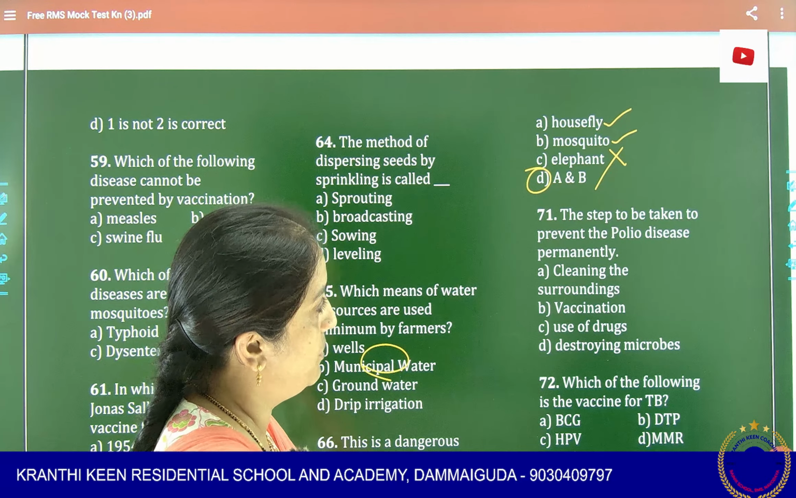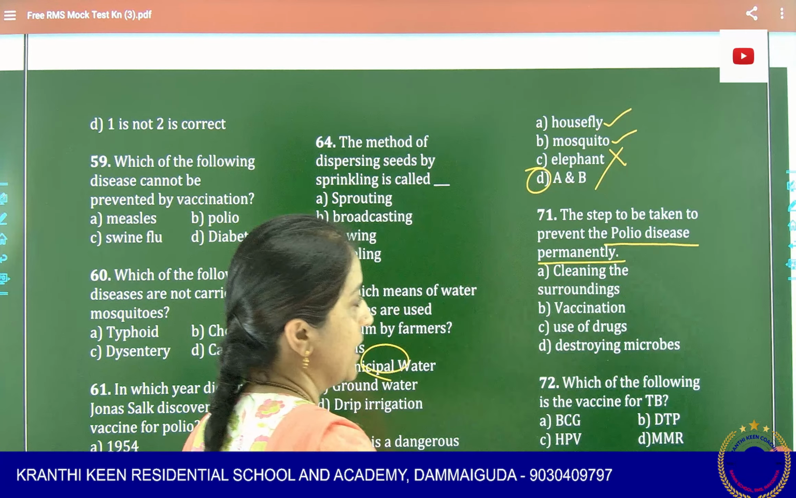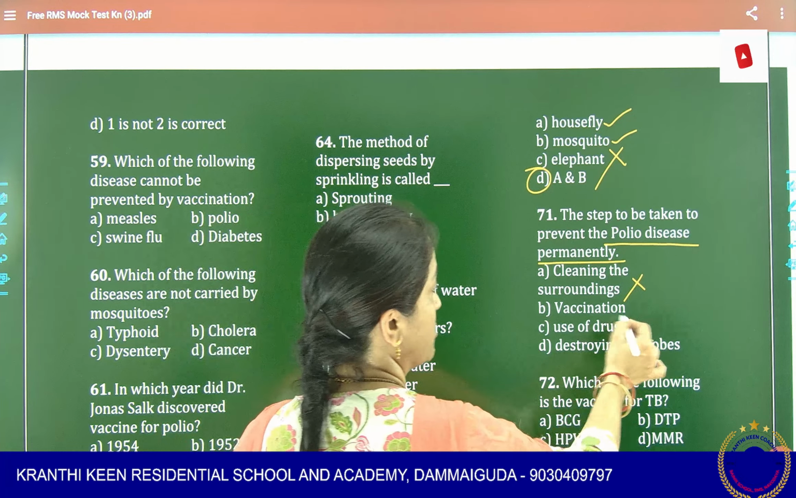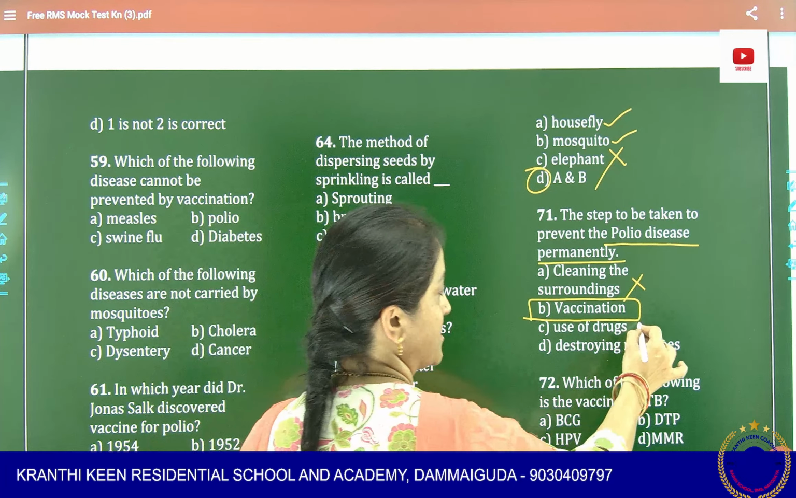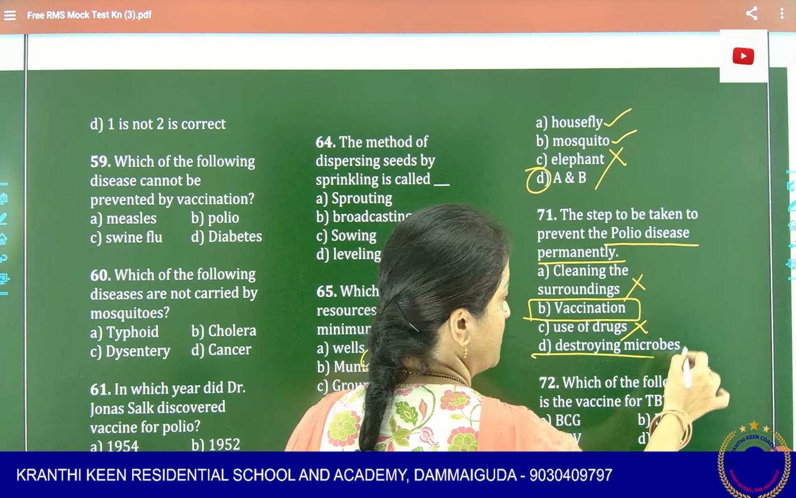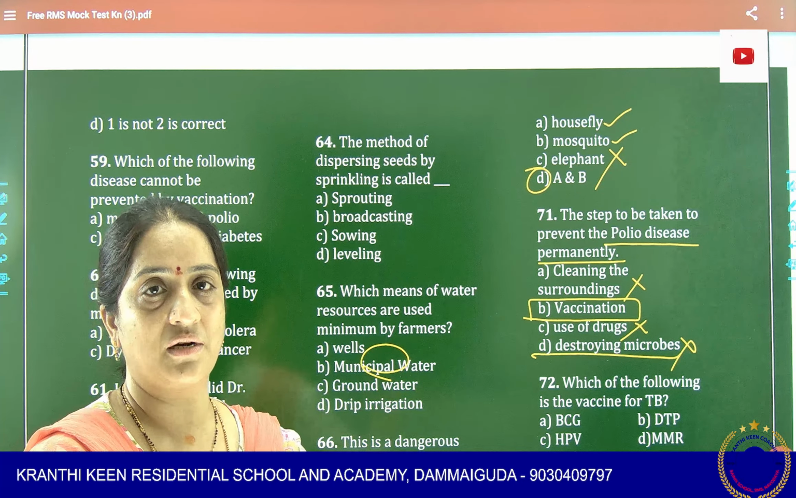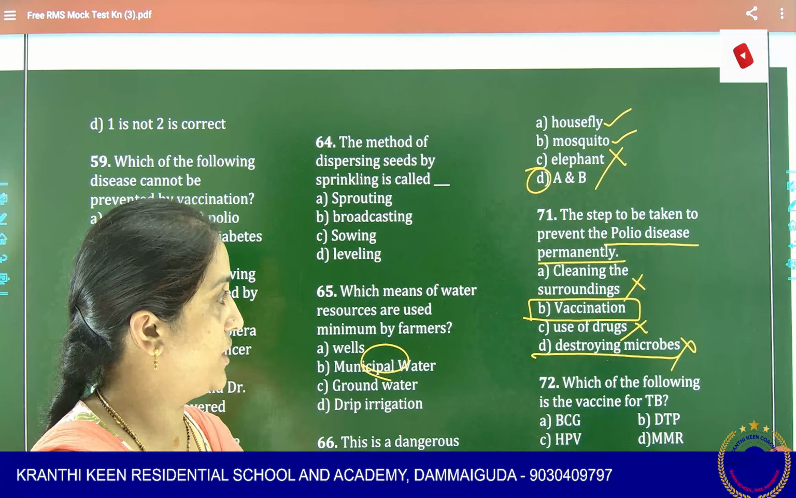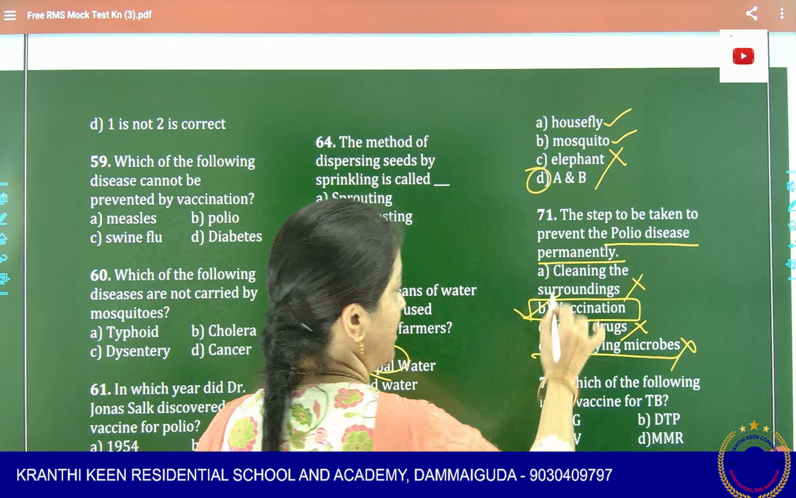71st question, the step to be taken to prevent polio disease permanently. So, cleaning the surroundings, no. Okay, vaccination. So, vaccination prevents the disease. Using drugs, no. Destroying microbes, no. So, here they are asking how we will prevent it. That is why small children under 5 will be given polio drops and polio vaccination to prevent it permanently. So, the right answer is vaccination.